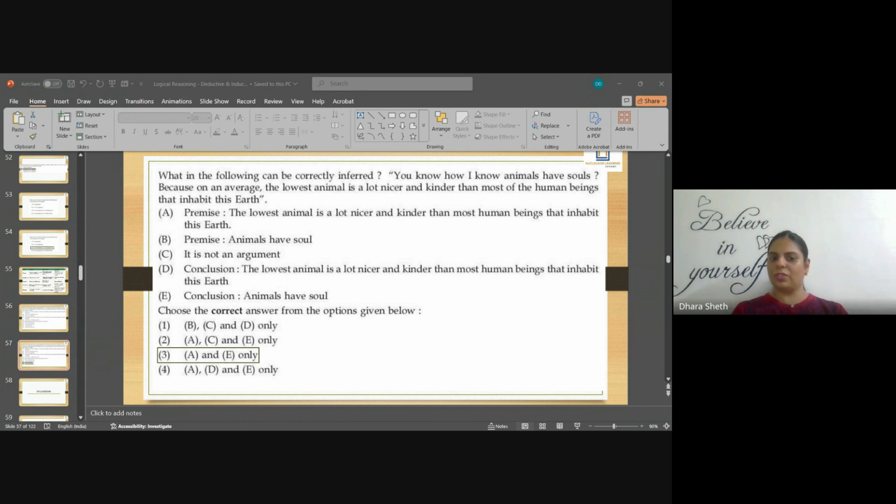It is an argument, of course. That's why A and E is the option. Why is it not an argument? The lowest animal is a lot nicer and kinder than most of the human beings that inhabit this earth. That is why they have souls. The second premise could be that nicer and kinder beings have souls. Therefore, the conclusion is animals have soul. But that second premise is not given here, so we cannot choose that option. Clear?